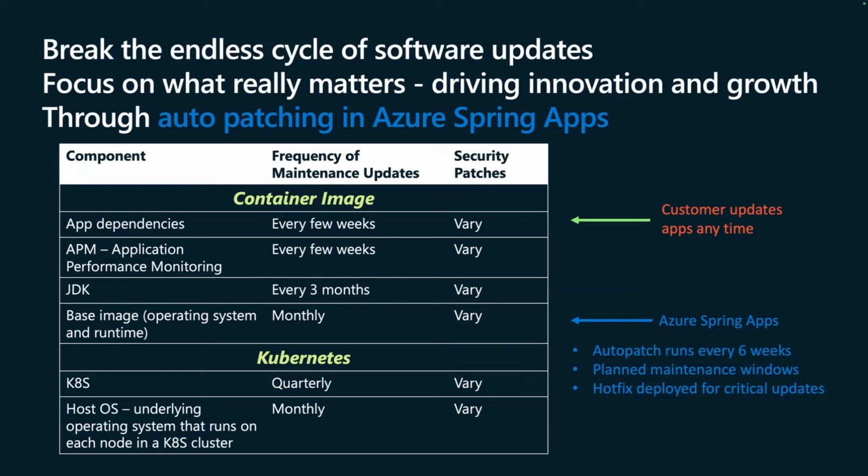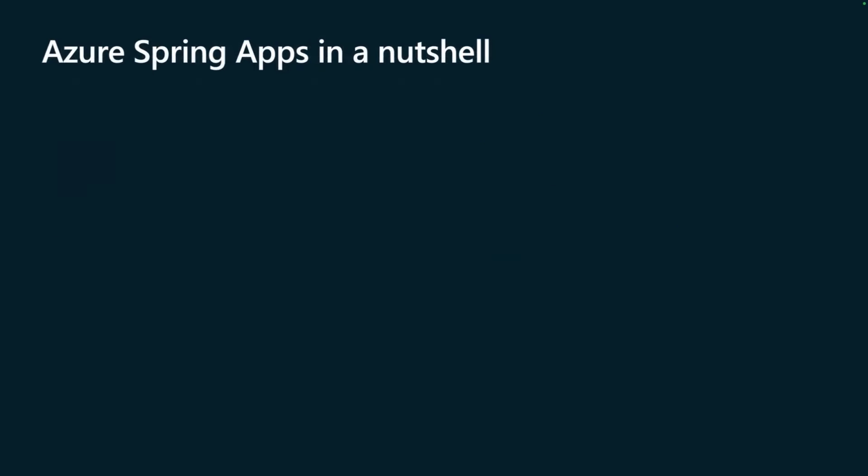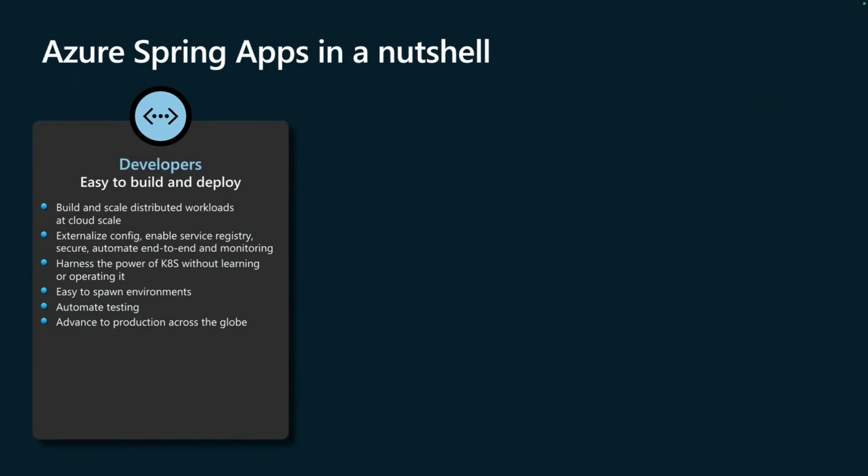On the left is a chart of when Azure Spring Apps auto patches and the frequency at which this happens. Typically, we will auto patch every 6 weeks, but you can set up planned maintenance windows by opening a support ticket, and we will hotfix deployed critical vulnerabilities during that time. We take care of the patching, and we make sure that your application is always running on secure libraries and a secure platform. And so in brief, there is something for everyone in Azure Spring Apps.